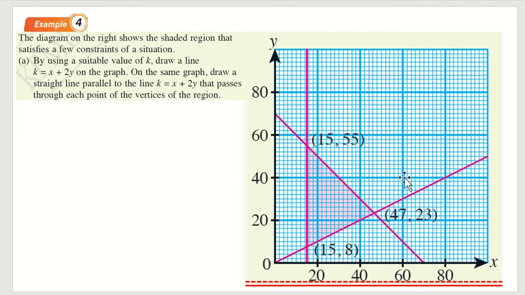By using a suitable value of K, draw a line. Okay, it's important. It's something new, I think. Draw a line for K equal to x plus 2y. K equal to x plus 2y. So the terms for A are x plus 2y.